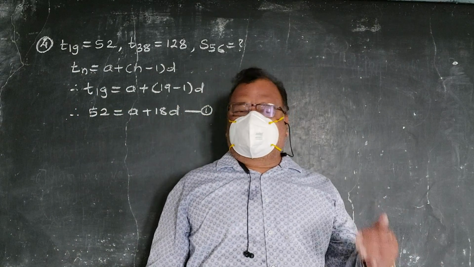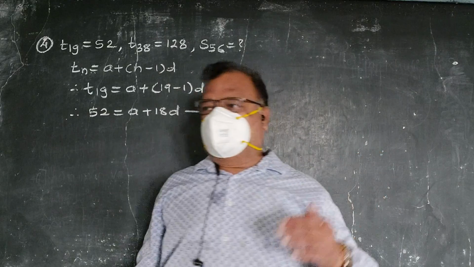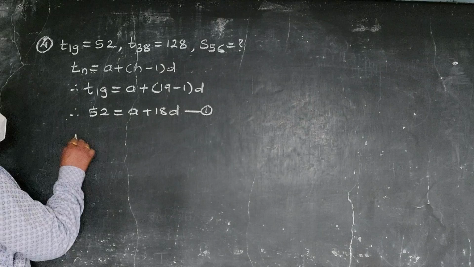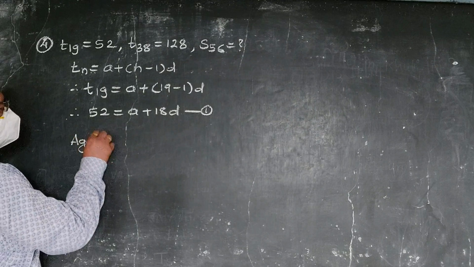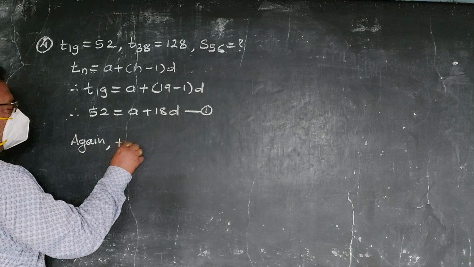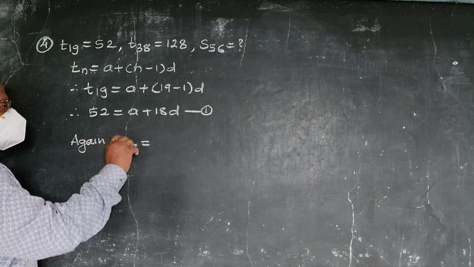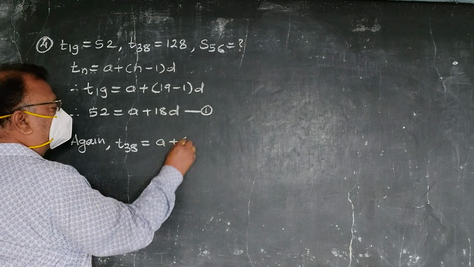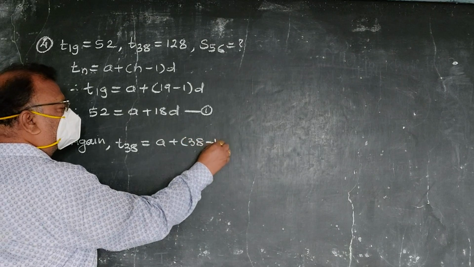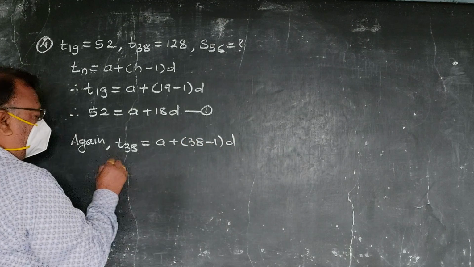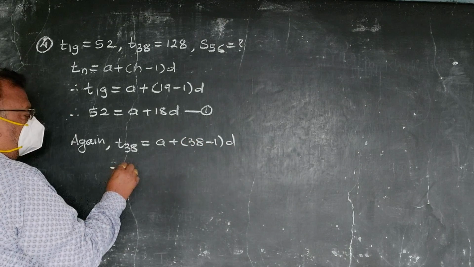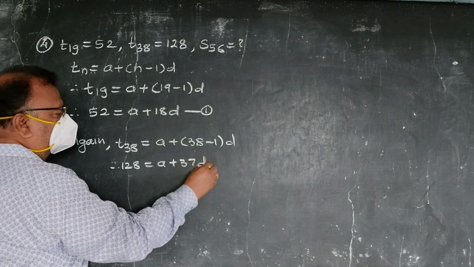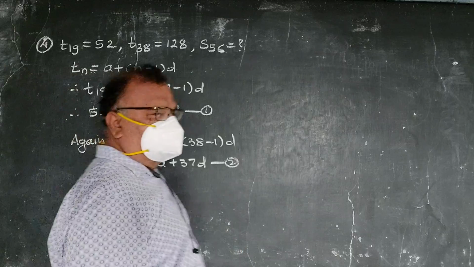Now we will do the same thing for the second part also. Look on the board. T38 is equal to, in place of n we will write 38, A plus 38 minus 1 into d. Therefore, T38 is 128, which is equal to A plus 37d. We'll call it 2.